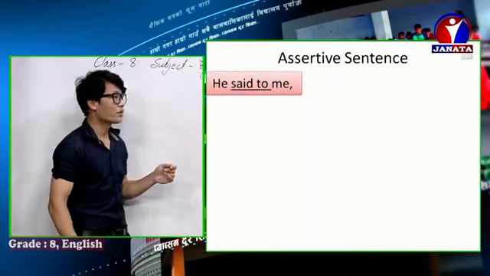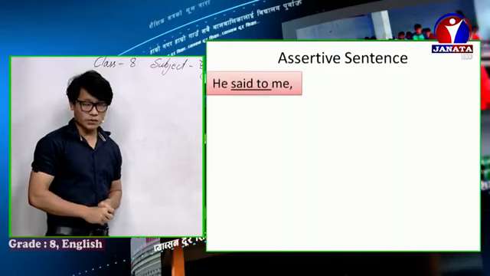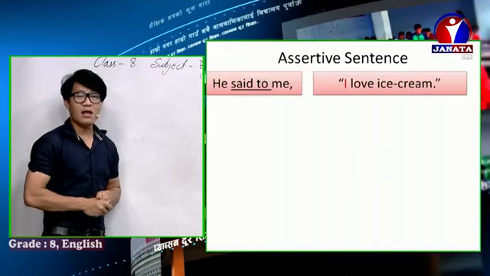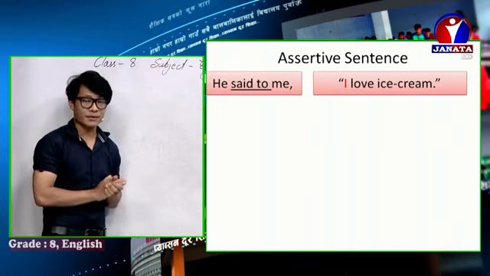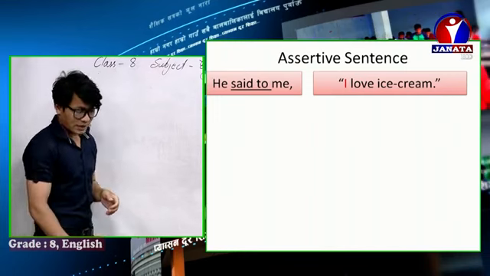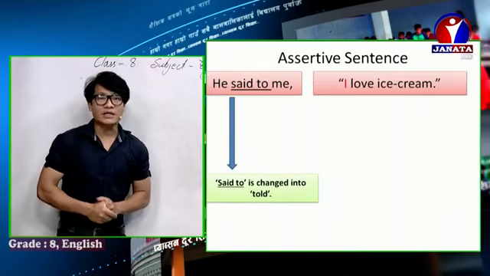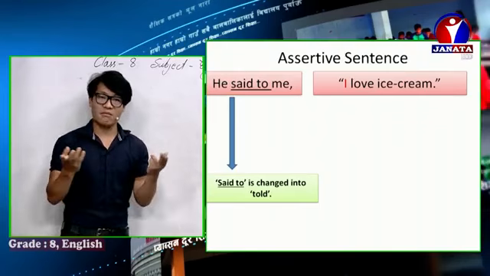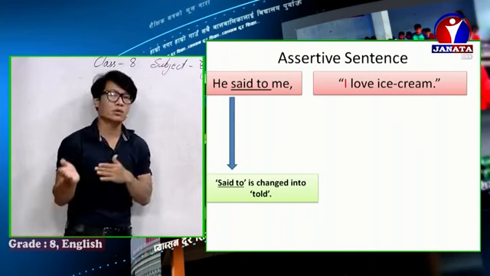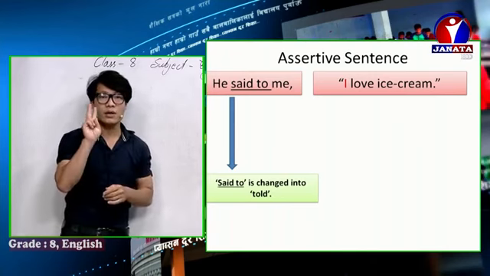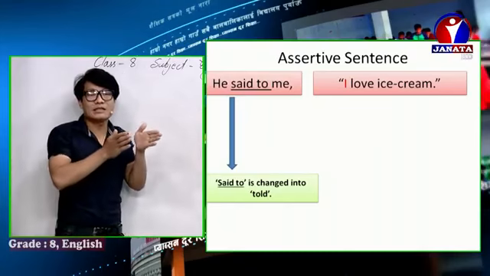Let me show you. He said to me, I love ice cream. Okay. So now let's change one by one. Said to is changed into told. Remember why? Because there is a preposition to after said. So said to should be changed into told. Remember this.